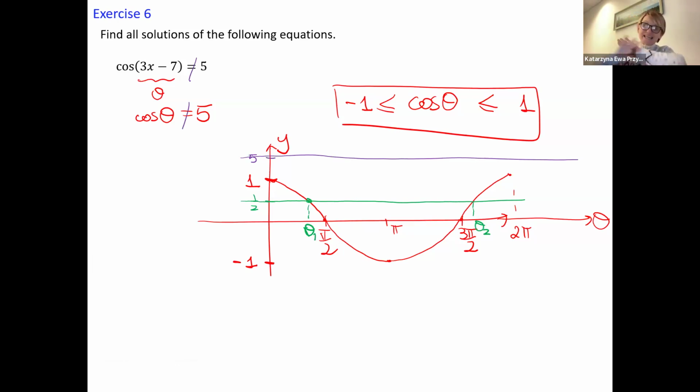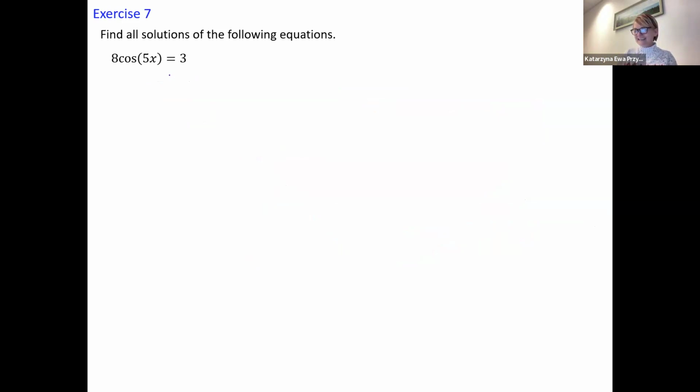For this one, we have to say no solution, no such x, no such angle that the cosine will be equal to 5. Okay? Be careful on your homework assignment. Okay, and then this one will be good.